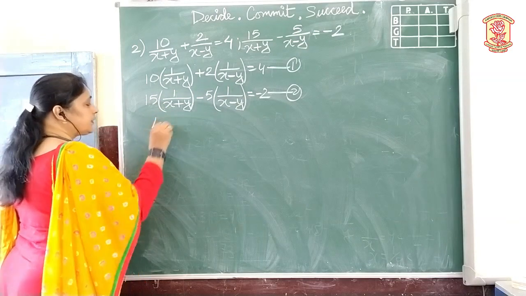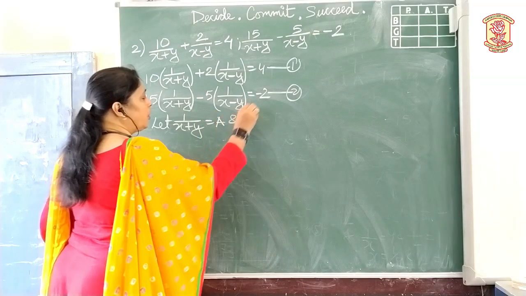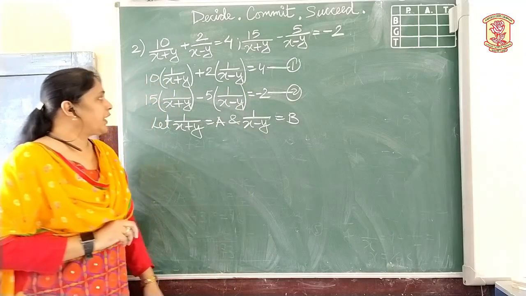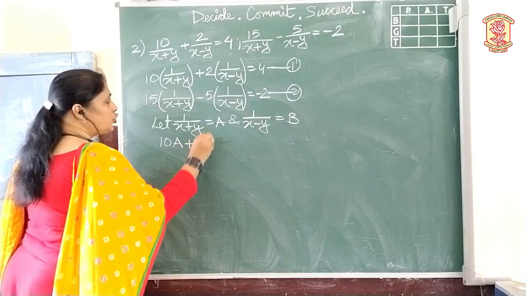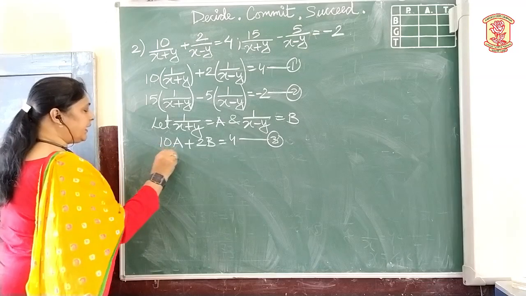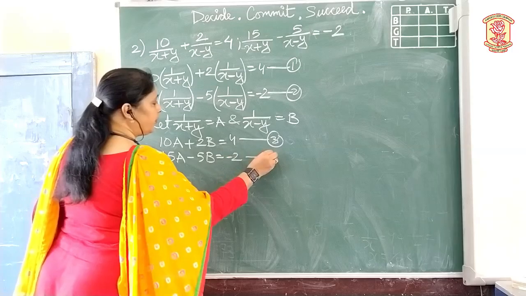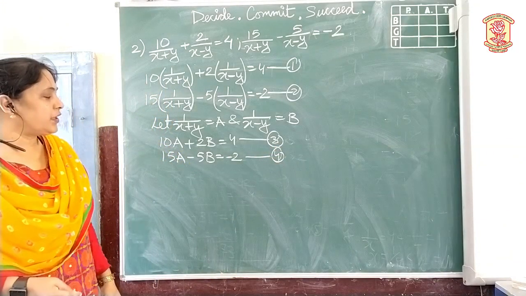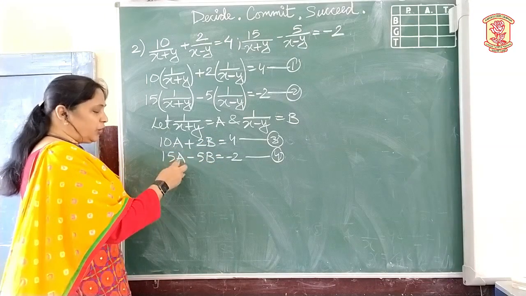So let 1 upon x plus y equal a and 1 upon x minus y equal b. So the first equation becomes 10a plus 2b equals 4 and 15a minus 5b equals minus 2. This will be the fourth. Now to equalize the coefficients, we'll equalize the coefficients of b. Even for a you can do it.